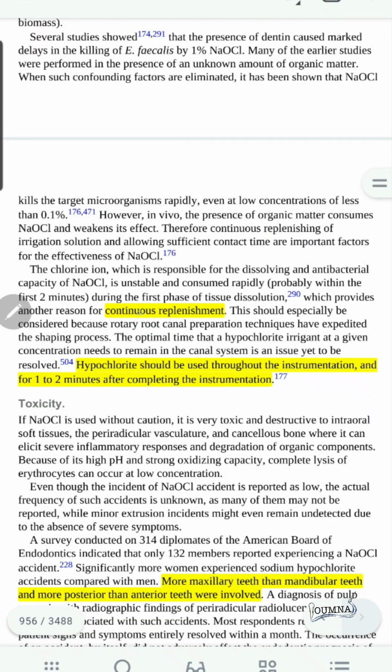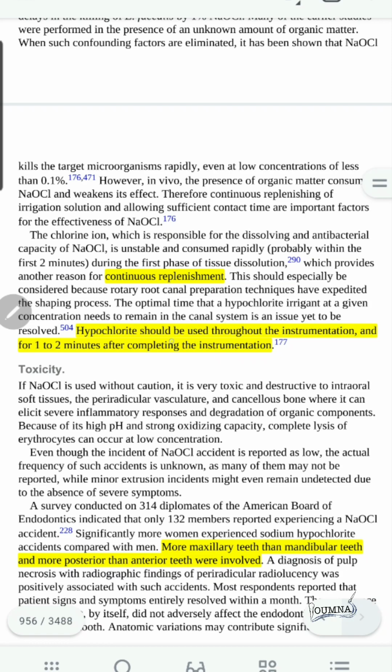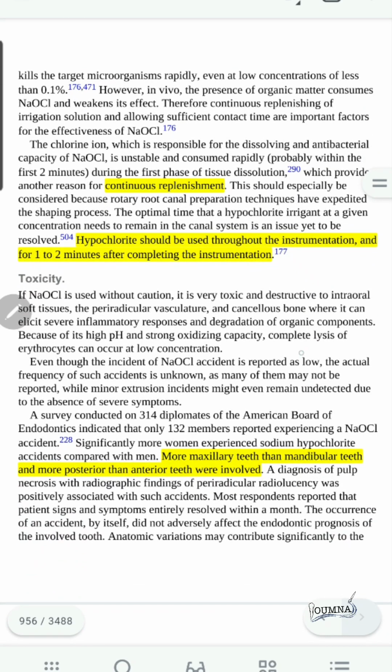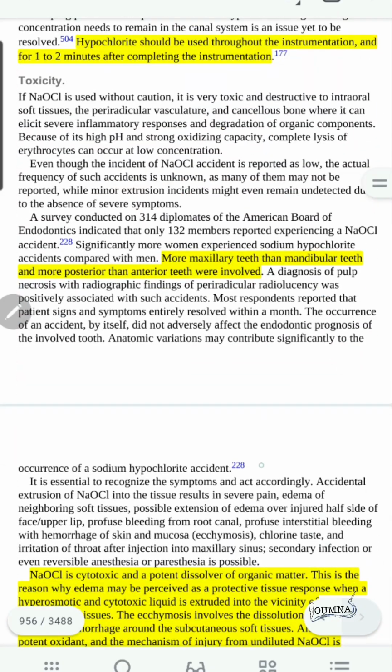It's important to use the hypochlorite in a continuous manner throughout the instrumentation, and to leave it for 1 to 2 minutes after completing the instrumentation, with activating it.